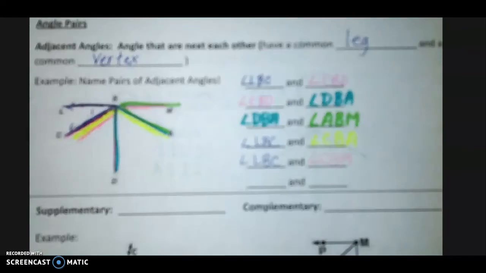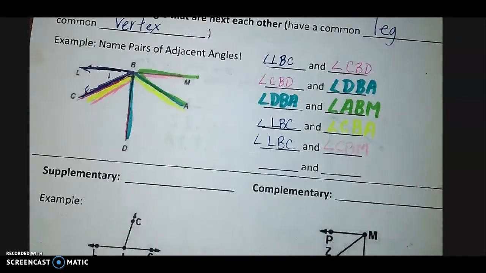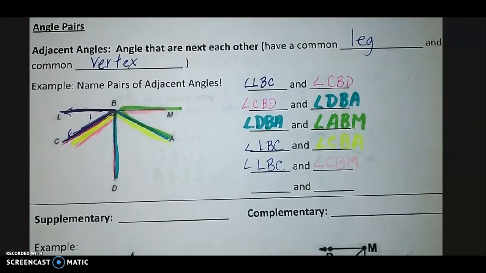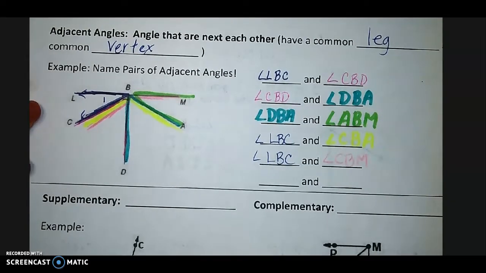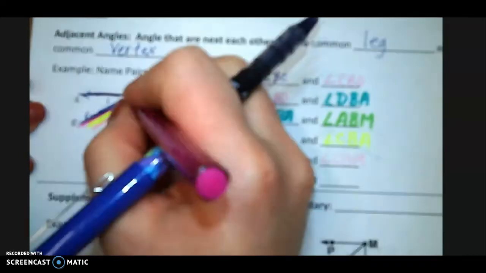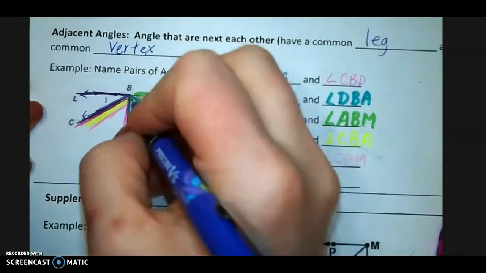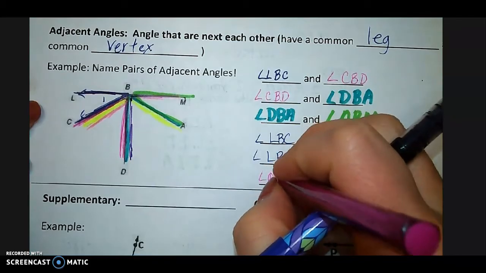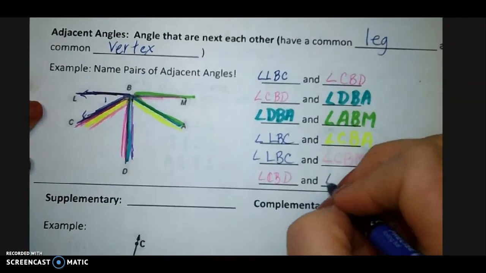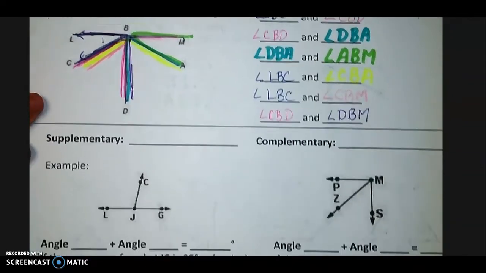So you can see they can be adjacent to each other because they only have to share a side, but they can also be different sizes. One can be a lot bigger than another, and they can be adjacent angles. So our last one here, we had that angle CBD, if you remember, and adjacent to that is also DBM. So those angles are all next to each other.